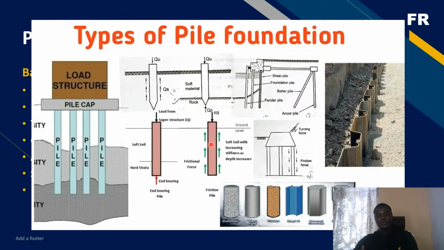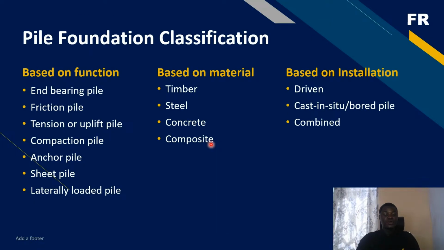So the friction pile does not really transfer the load to the hard strata down. What it does is it supports the load based on the resistance between the pile surface and the friction of the soil. But practically, what we have is the combination of the two, both the end bearing support system and the friction pile support system. So these are the two major classifications of pile based on the function, or based on the way they support loads: end bearing and friction.